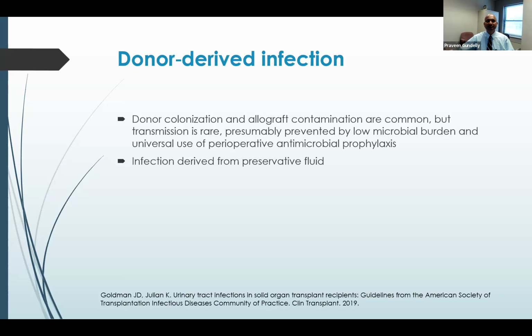Routine treatment is not needed because it's mostly the kidney and a small segment of the ureter that is transplanted. And in the donor, the bacteria is mostly localized to the bladder. So the risk of transmission is low, although not zero. And the routine prophylaxis also helps in preventing these donor-derived infections.